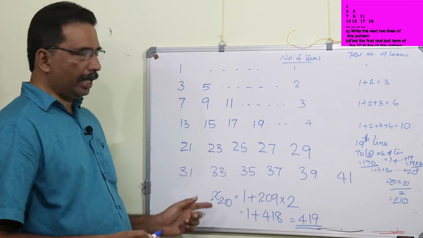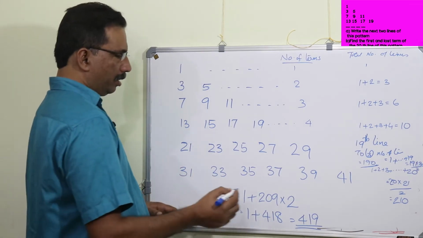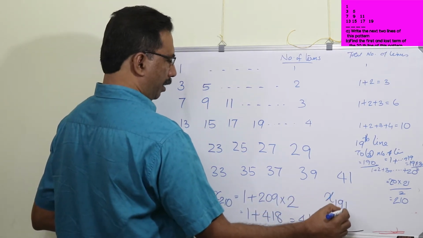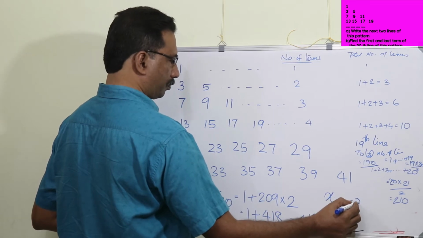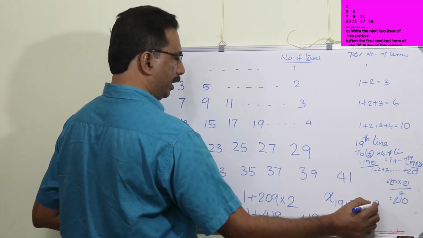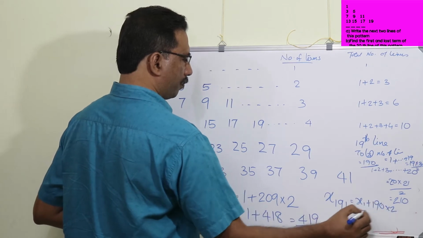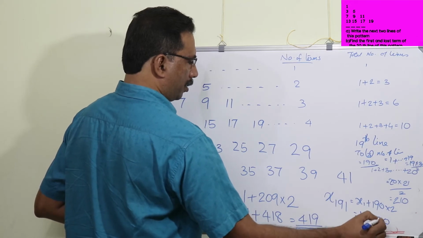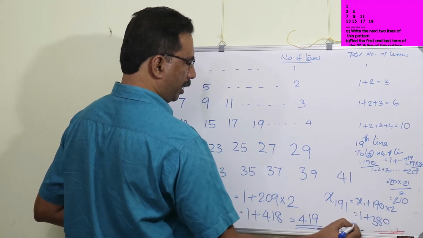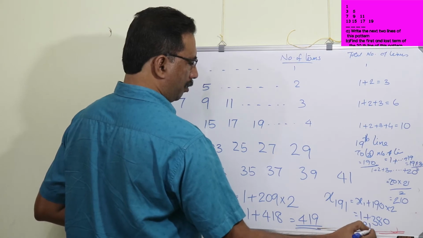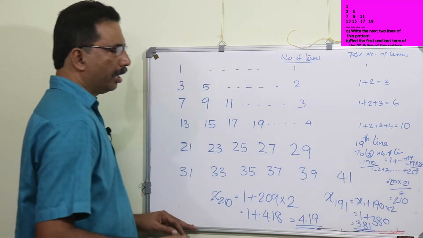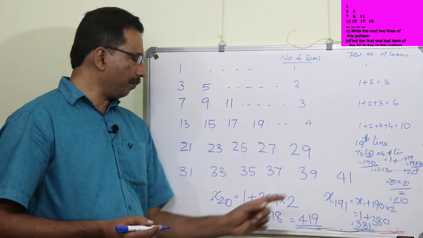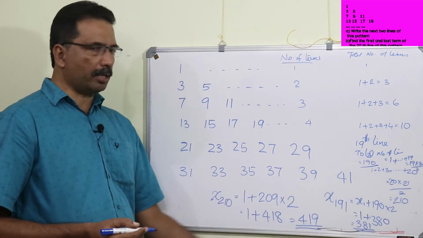അപ്പോൾ 20th ലൈനിലെ ഏറ്റവും ആദ്യത്തെ നമ്പർ എന്ന് പറയുന്നത് 191ാമത്തെ ടേം. ദാറ്റ് മീൻസ് x191 is equal to ഫസ്റ്റ് ടേം പ്ലസ് 190 × d, കോമൺ ഡിഫറൻസ് 2. അപ്പോൾ എത്ര വരും? 1 + 380, അതായത് 381. അതാണ് 20th ലൈനിലെ ആദ്യത്തെ നമ്പർ 381, 20th ലൈനിലെ അവസാനത്തെ നമ്പർ 419.